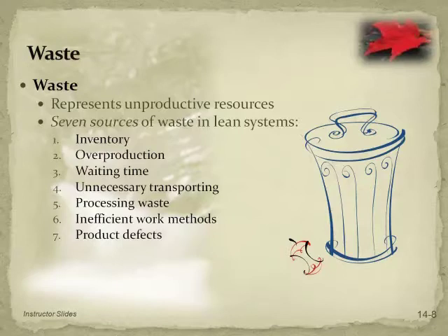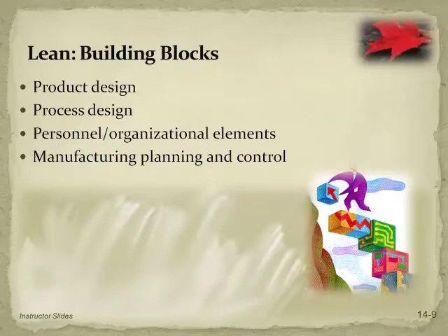So processing waste, okay? Scrap is another example. Our work methods that we use, if our work methods are not the most efficient. And then finally, product defects. If we have quality problems that cause materials that have to be reworked or even scrapped, that also represents waste as well. And of course, there are other wastes we could think about besides these, but these are some pretty important ones.